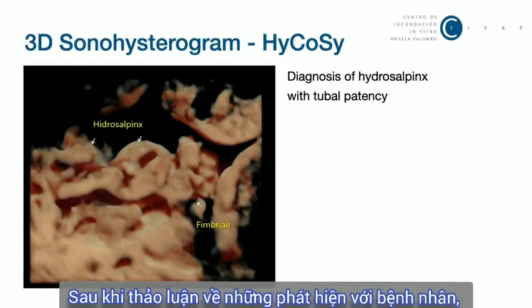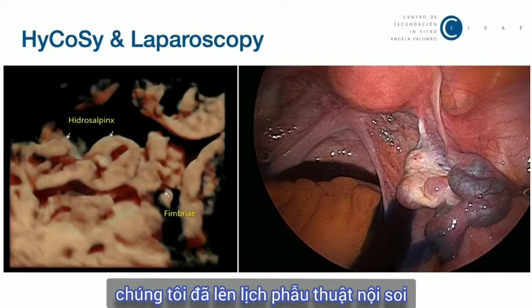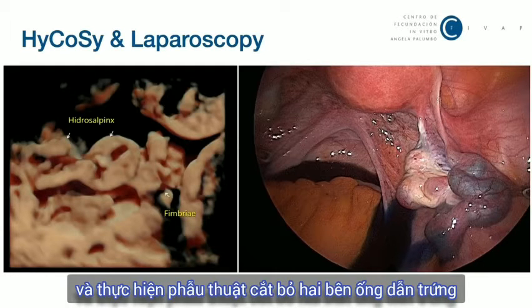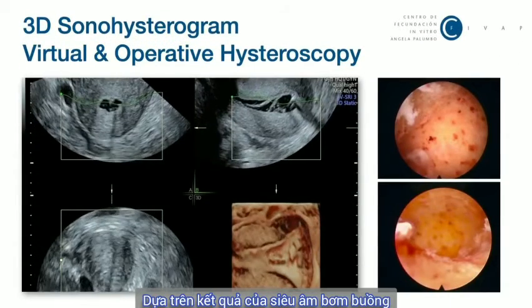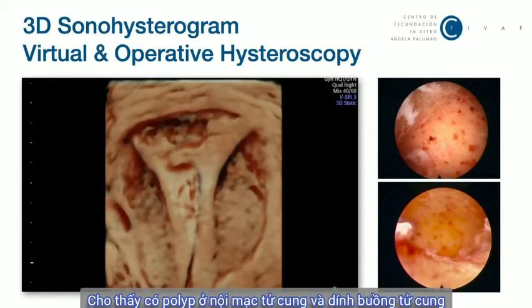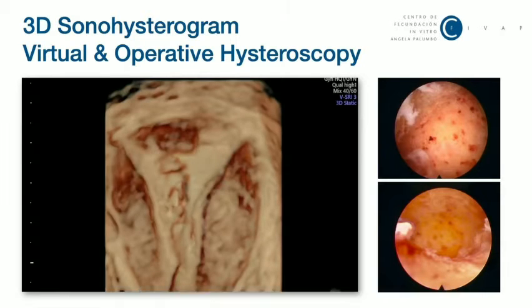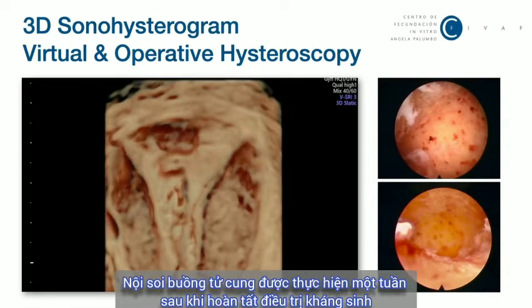After discussing these findings with the patient, we scheduled a laparoscopy, which confirmed the findings of bilateral hydrosalpinx and performed a bilateral salpingectomy. Based on the findings at sonohysterography that showed a polypoid endometrium and intrauterine adhesions, we suspected a chronic endometritis and prescribed a 2-week course of antibiotics.